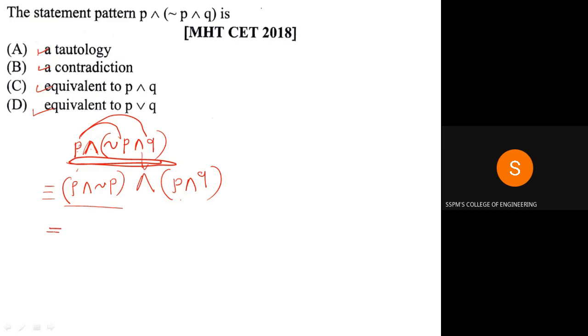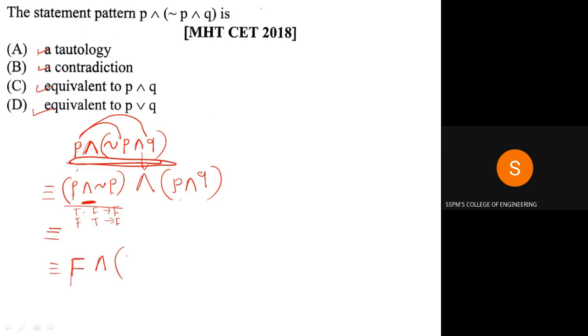What is P and negation of P? This is the and operator. If P is true, then negation of P is false, so the condition will be T and F. Also, if P is false, the negation of P is true. In both cases, the result will always be false. So this is always false.